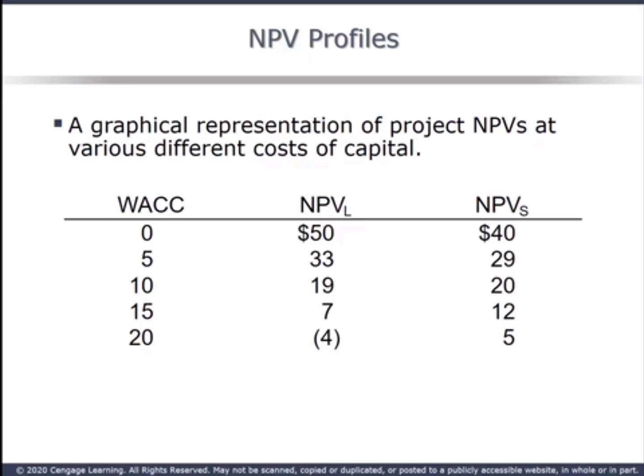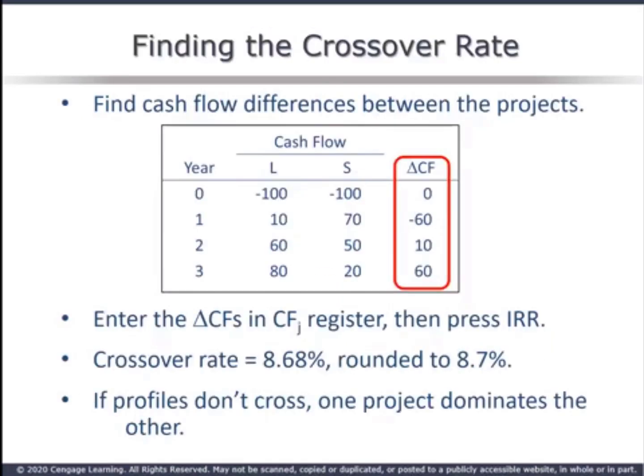Still using our two sample projects, L and S. The table shows the NPVs for both projects at varying cost of capital values. At low rates, Project L dominates. At higher rates, Project S dominates. The crossover rate is the discount rate where the NPV of the two cash flow streams are the same.